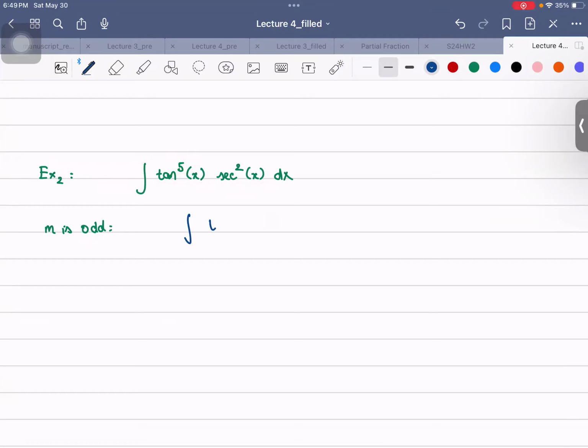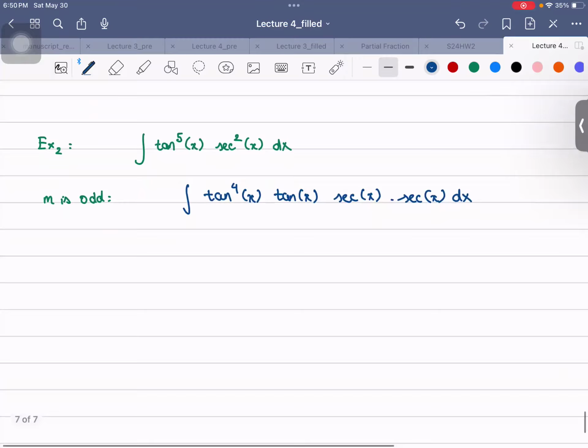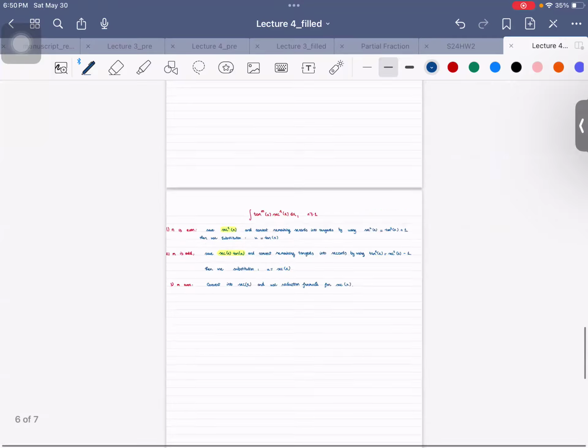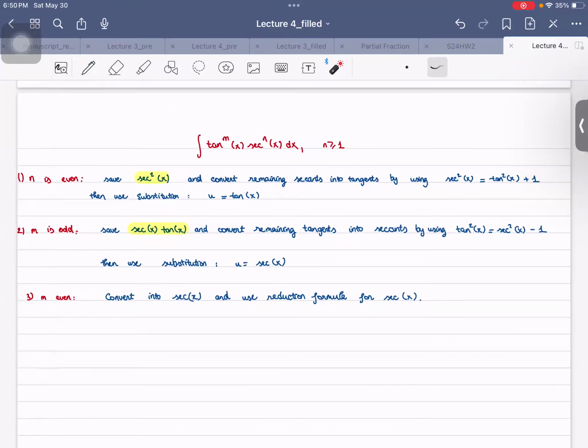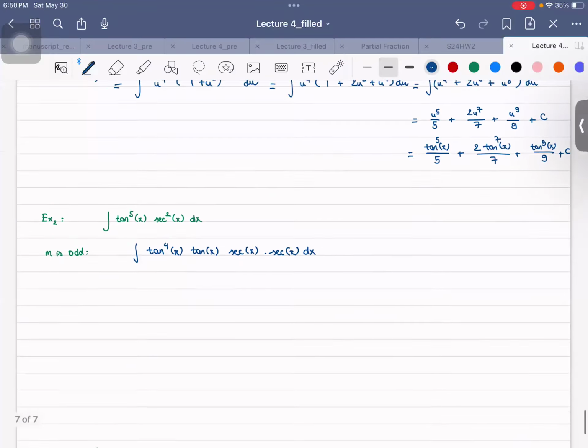Okay, so firstly, I will split out my power. I have tangent to the power of 4 times secant. For secant squared, I have secant of x times secant of x. And like I said, we're going to save tangent times secant. We're going to save secant times tangent.